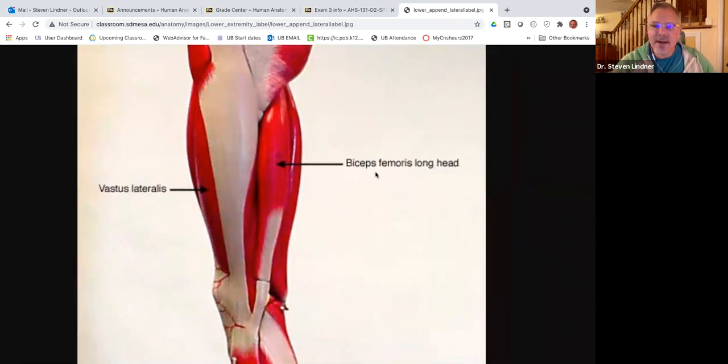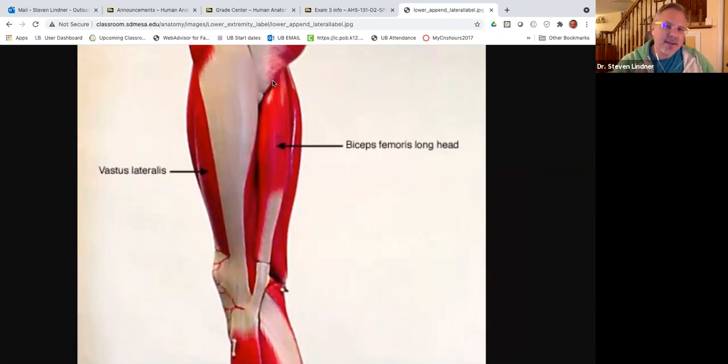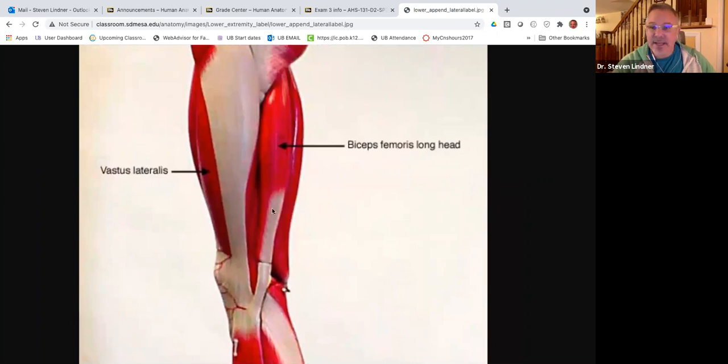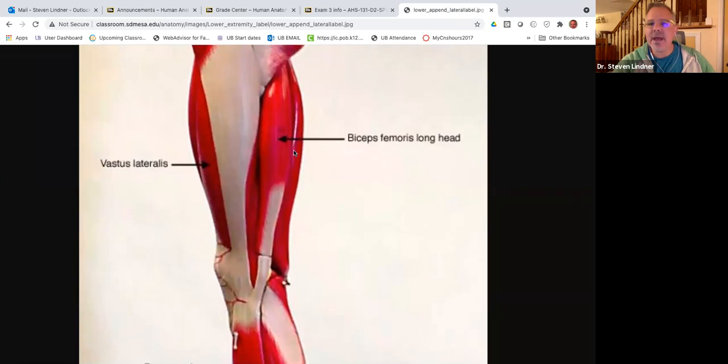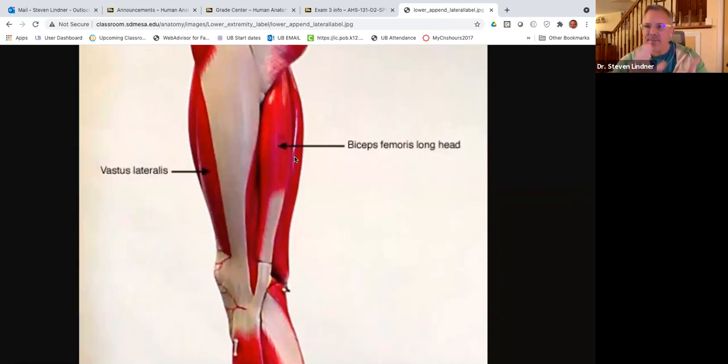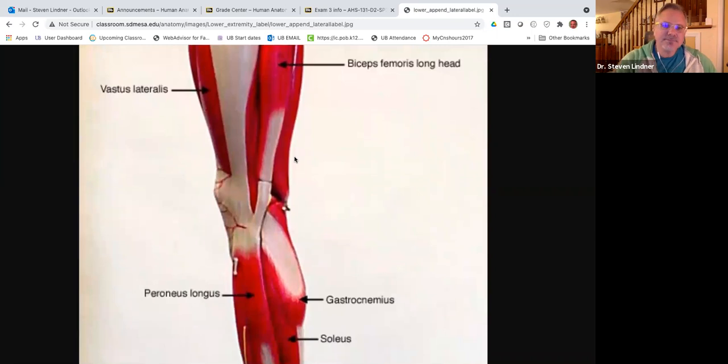One of them is the biceps femoris. Biceps means 2. There is a long head and there's a short head. So on the lateral aspect, we can see the biceps femoris, and it's the long head, and it inserts on the head of the fibula or fibular head. That's why the head of the fibula is such an important landmark. The other 2 hamstrings we could see better from the medial view, not so much from the lateral view.